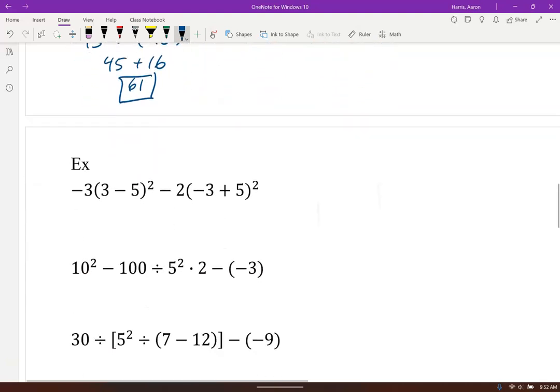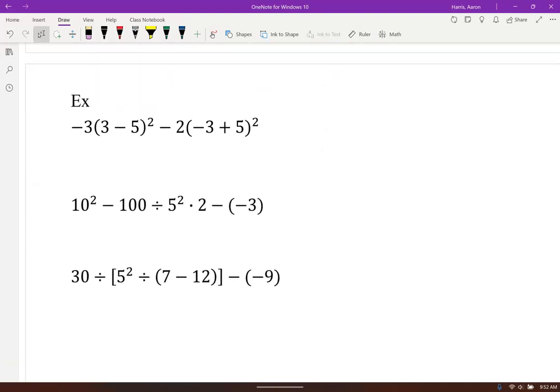All right, let's see how you guys do on these ones. I'm going to pause it for a minute and have you guys work these on the Jamboard.